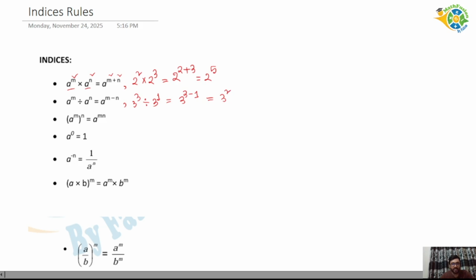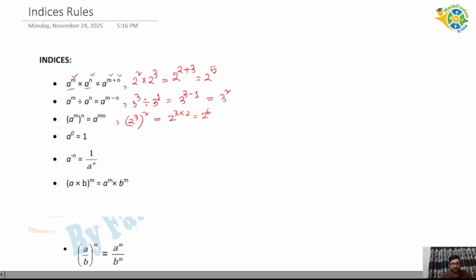The third law is power of power. If there is a power of a power, the powers will be multiplied. If a to the power m, to the power n, then m and n will be multiplied. For example, 2 to the power 3, to the power 2, so the powers 2 and 3 will be multiplied. So 3 times 2 equals 2 to the power 6.